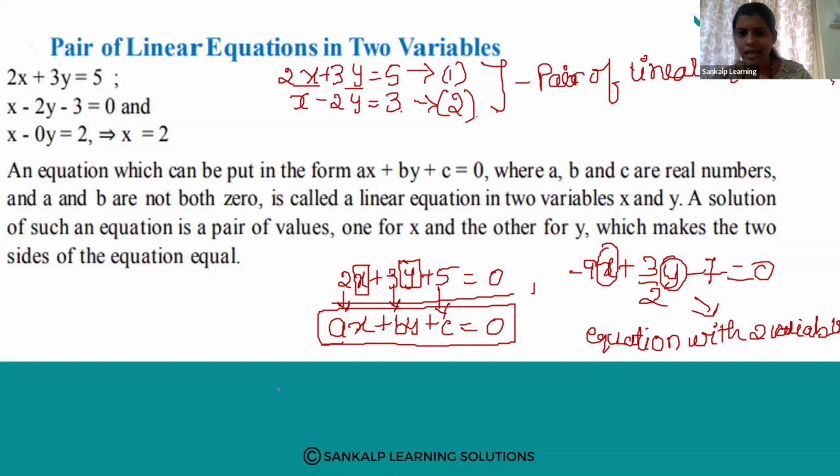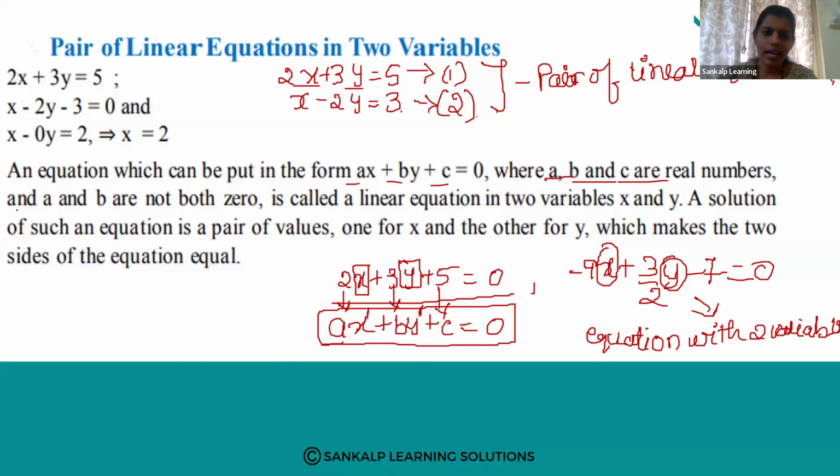Why is it called linear? Because the variable power is 1 here, and we are using two variables. Therefore, this is a linear equation in two variables. This is the general form, where a, b, c are real numbers. This one is very important. Remember, this may be asked in MCQ questions. a, b, c are real numbers.